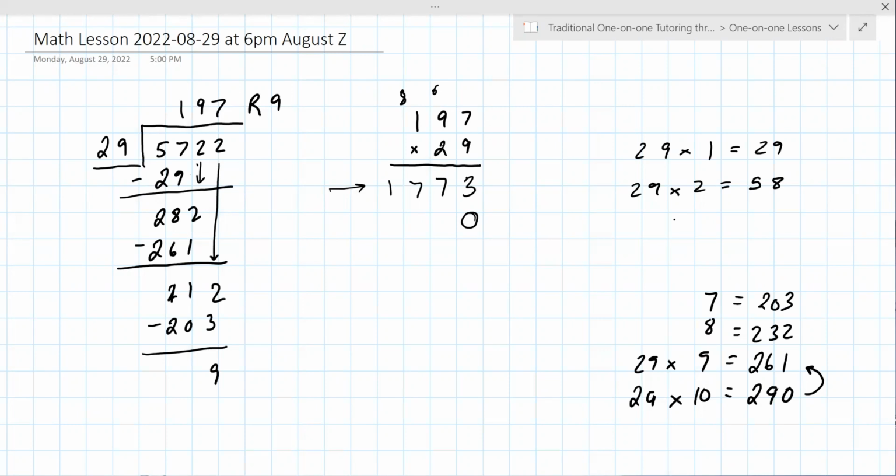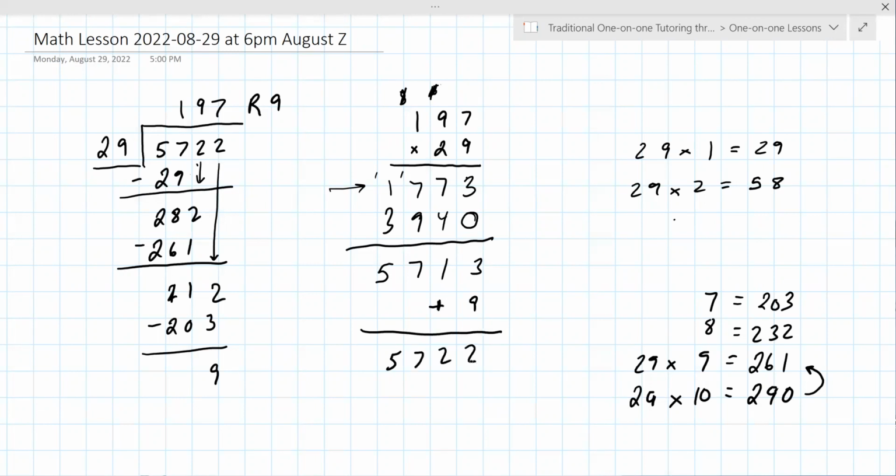Okay, good. So 2 times 7 is 14. Put a 1 there. 2 times 9 is 18. Add 1 is 19. So you should get 3, 1, carry the 1, 7, carry a 1, 5,000. Oh, I just added it wrong. Okay. And then the last step is to add that 9 there, 5,722. Yeah, I got that. I just did the addition wrong.